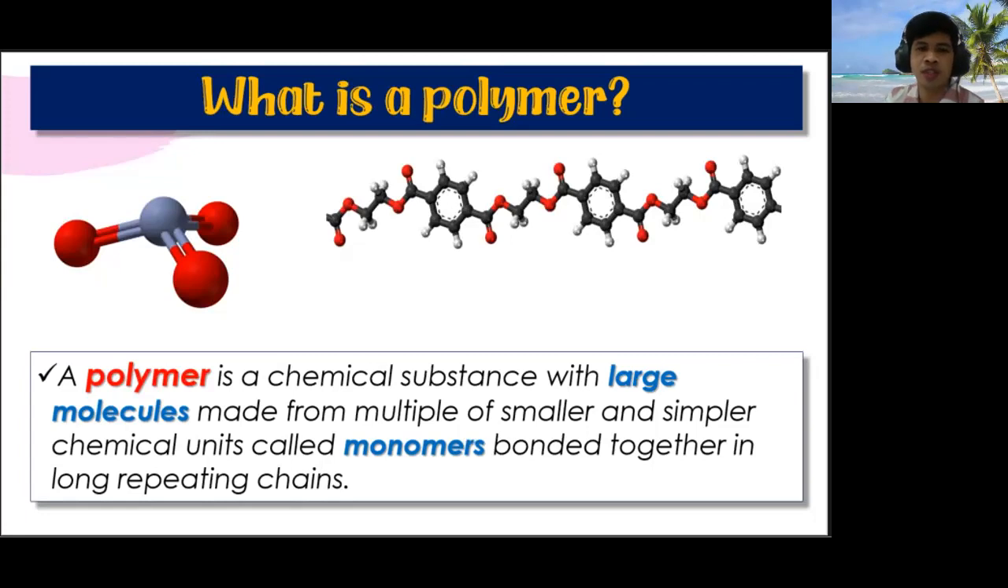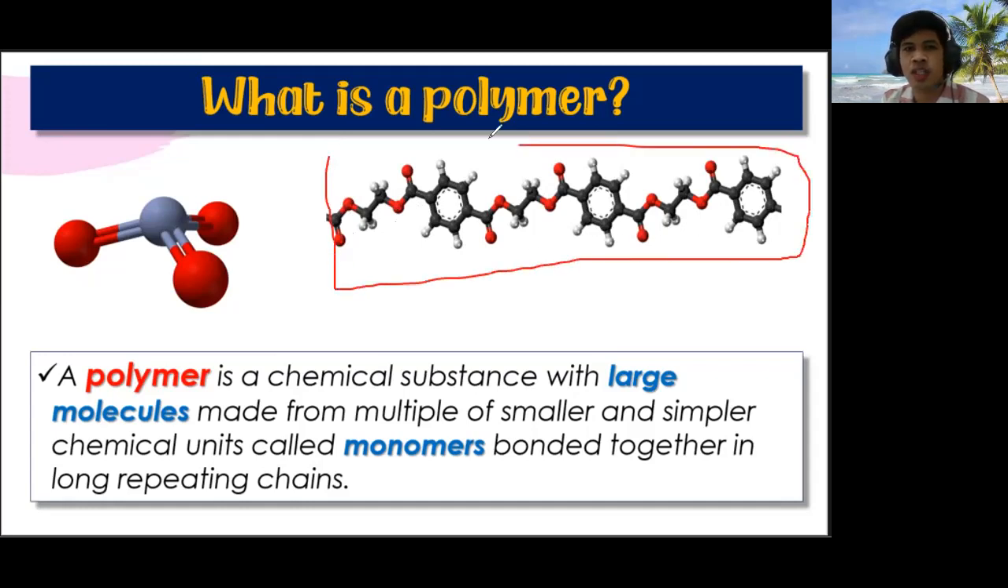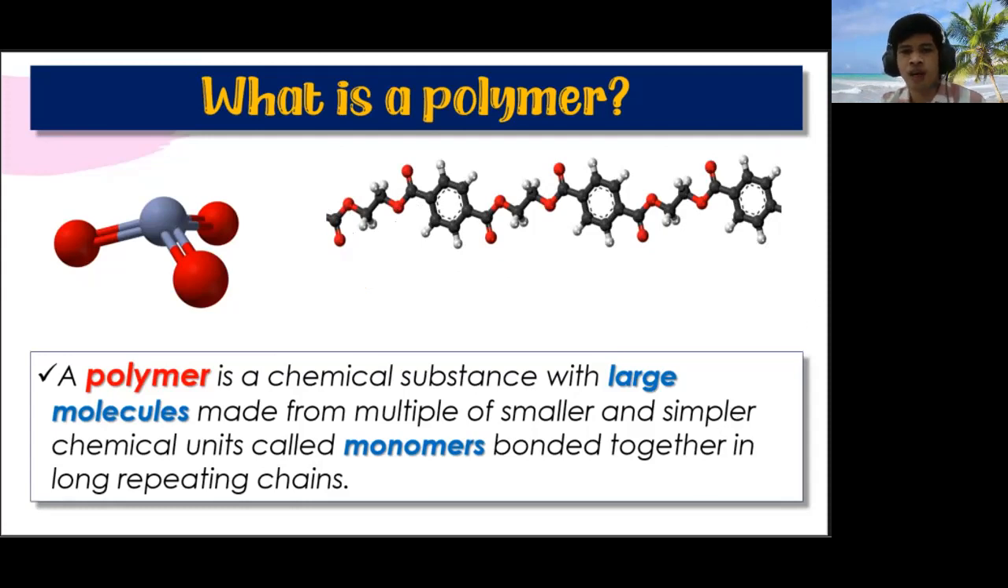All right, so a polymer is a chemical substance. Now, if you look at the atomic level of a chemical substance, this is how it looks. This is a large molecule, a large long chain of molecules such as this one, and it is made from smaller, simpler chemical units. We call this single, smaller, simpler unit a monomer.